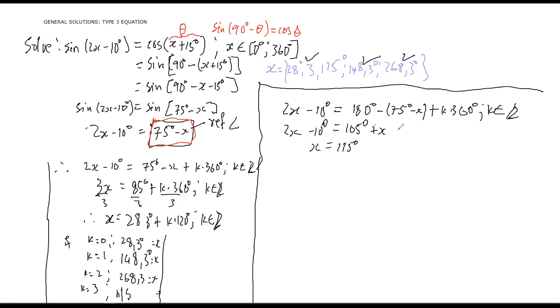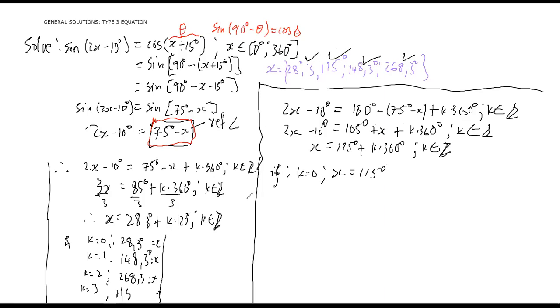x equals 115, oh, I forgot here, plus k dot 360 degrees, and k is an integer. Very, very important. Now again, I look for all my solutions because they said within this interval. Again, I go the same way. If k is 0, then what is x? x is 115. Guess what?